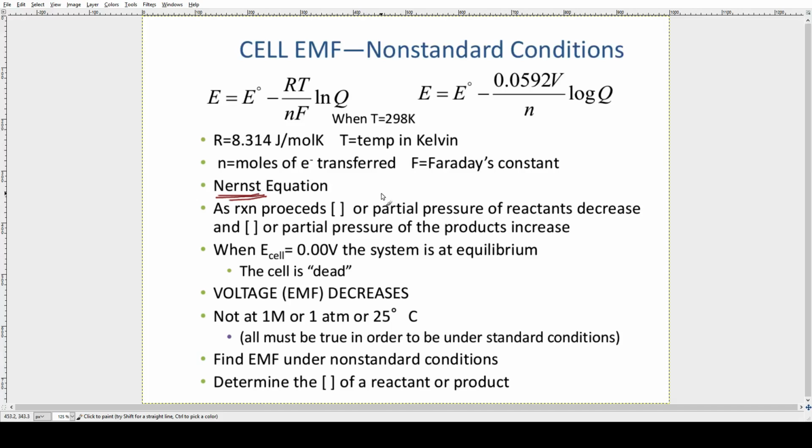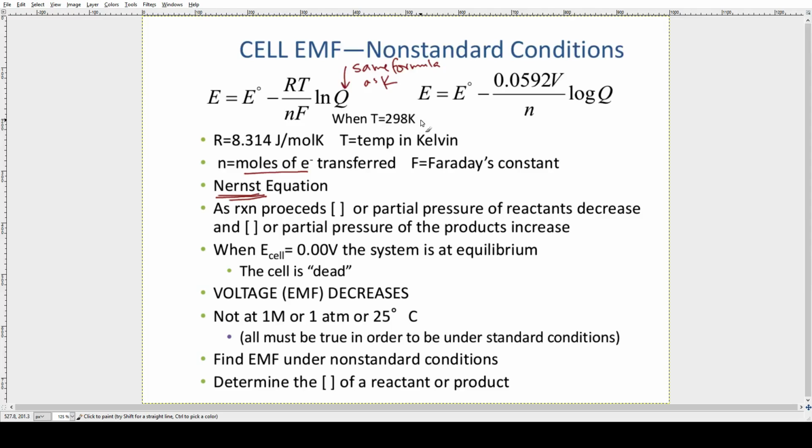So we have E, the cell potential, not standard, is equal to the standard cell potential minus RT over nF. n is still moles of electrons transferred. F is still Faraday's constant, times the natural log of Q. Remember, Q has the same formula as K, which is products over reactants. It's just maybe it's not at equilibrium.